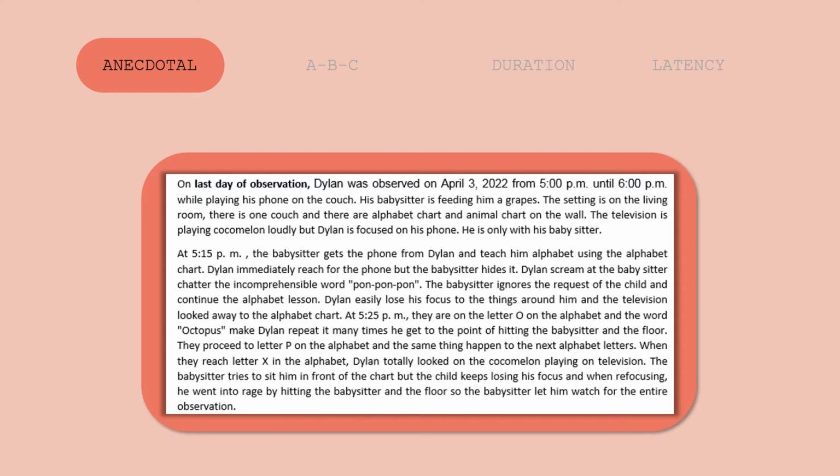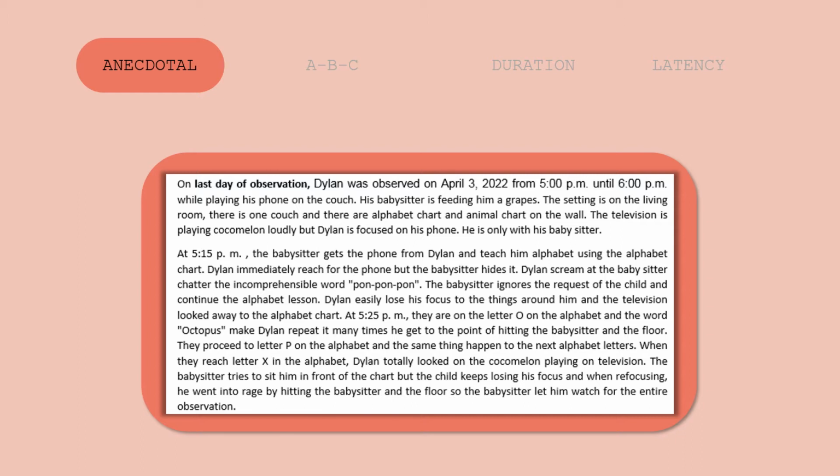On the last day of observation, April 3, 2022, same time, 5 to 6 p.m., the setting of observation is the living room. As you can see here, there is one couch and there are alphabet chart and animal chart on the wall. The television is playing Cocomelon loudly, but Dylan is focused on his phone, and we are together with his babysitter only.